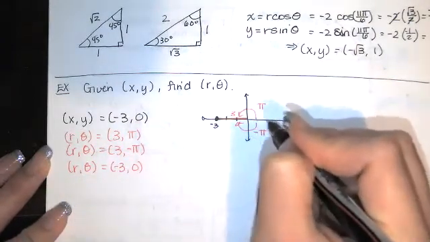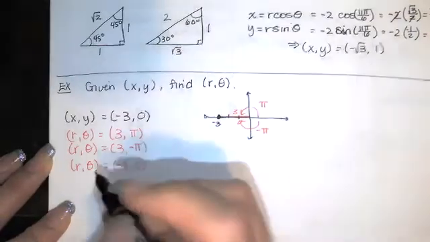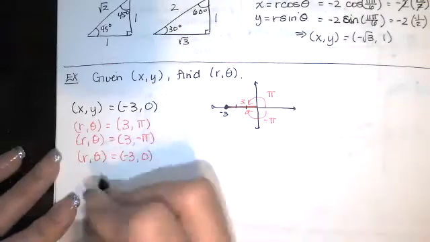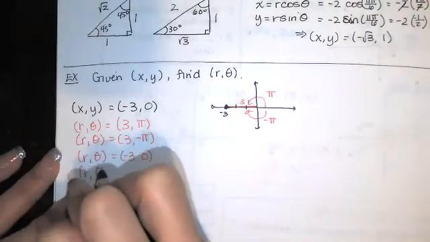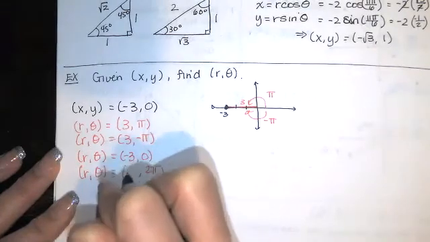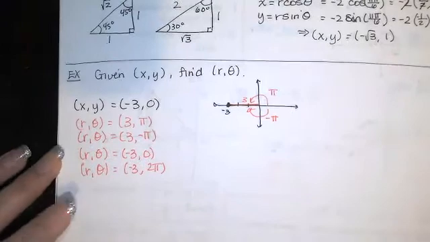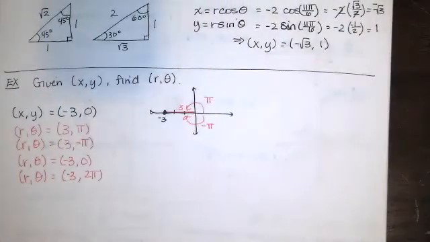Then I'd start over here, and instead of going 3 units in this direction, I'd go 3 units in the opposite direction. Or I could start over there. Instead of calling that angle 0, I could call that angle 2 pi. So we're at 2 pi, and we go 3 units in the opposite direction. Okay, so that's one way of doing that.